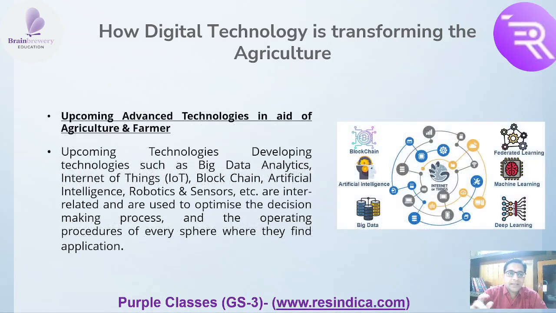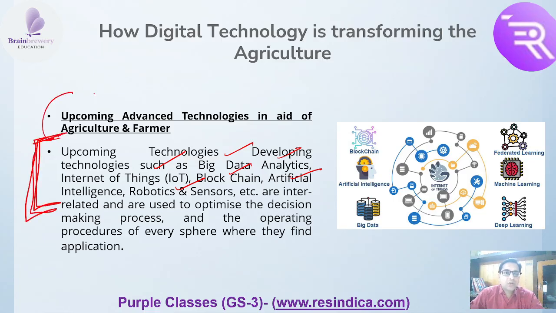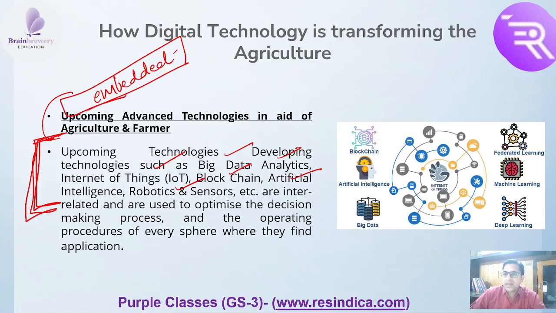Okay, then we have upcoming advanced technologies. We all know what the advanced technologies are, like big data, analytics, internet of things, blockchain, artificial intelligence, robotics. All these important advanced technologies need to be embedded into our farming system, so that we will be able to utilize them and make our agriculture more and more robust and precise.